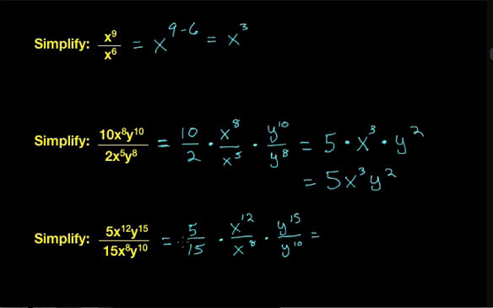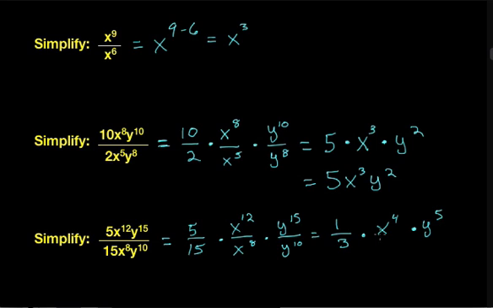Now, this first fraction simplifies to 1 over 3, since 5 and 15 are both divisible by 5. 5 divided by 5 is 1, and 15 divided by 5 is 3. So that's 1/3 times x to the 12th over x to the 8th, which is x to the 12 minus 8, so that's just going to be x to the 4th. And our next term is y to the 15th over y to the 10th, which is y to the 15 minus 10, which is y to the 5th.